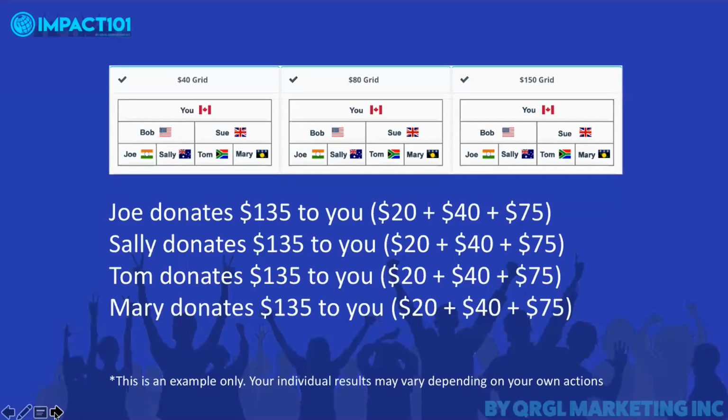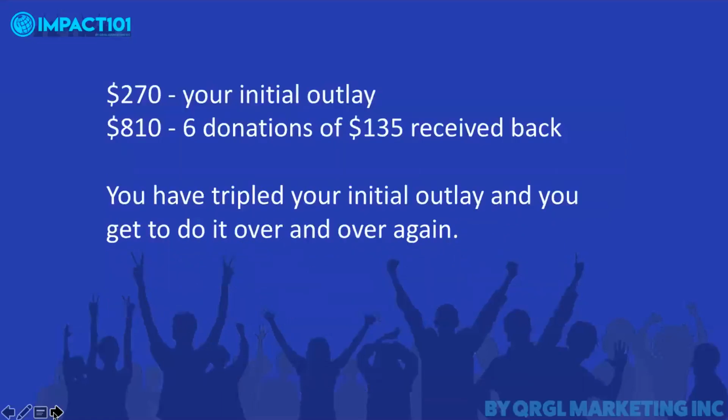Sue finds Tom and Mary, who each make a $135 donation to Sue, who's their inviter, but they also make a $135 donation to you because they fell into your grids. So let's look at what happened. Your initial outlay was $270, and you've now received $810 in donations back. You've tripled your initial outlay, and the great news is you get to do it over and over again.